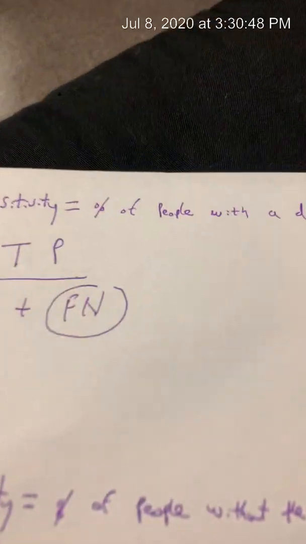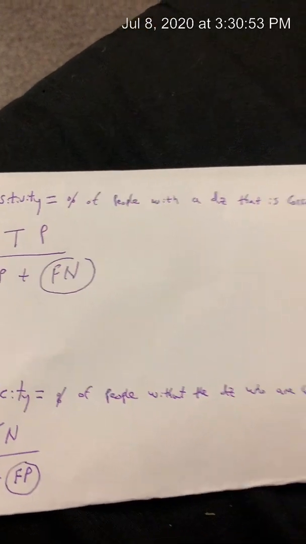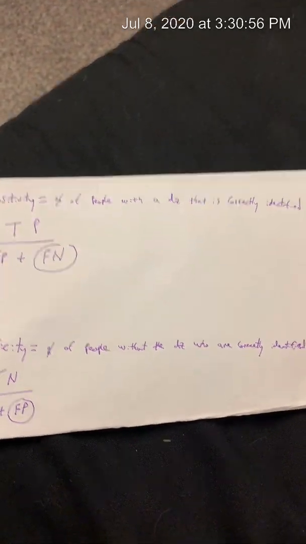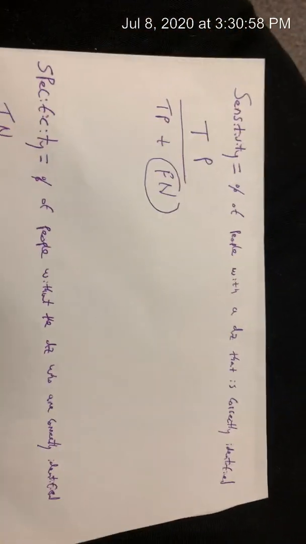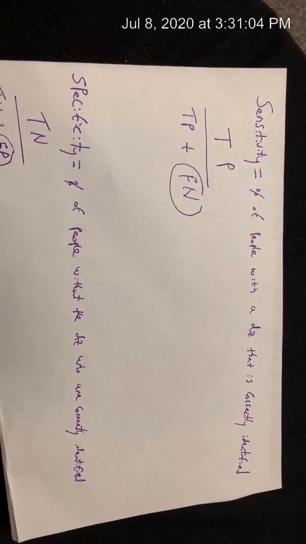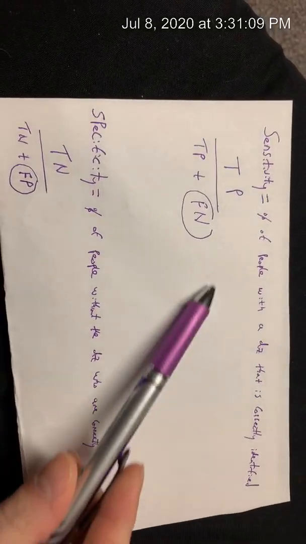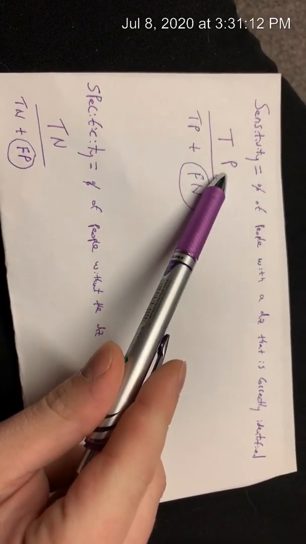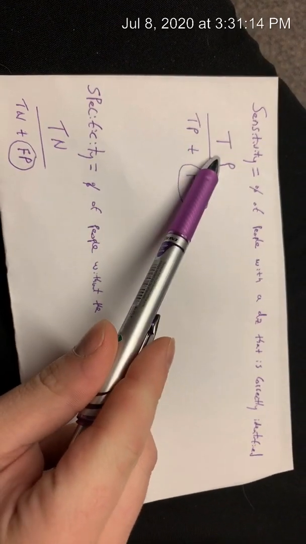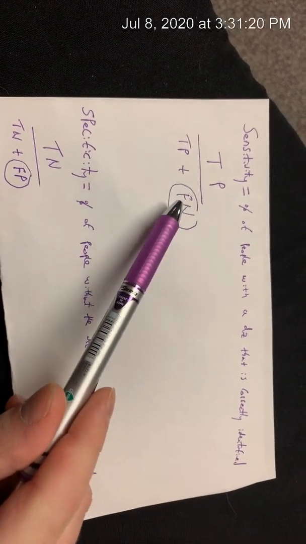So now we're going to get into sensitivity and specificity. I'm going to flip the screen here again. Now sensitivity equals the percent of people with a disease that is correctly identified. Now that can be pretty confusing, but let's go into what the actual equation looks like. So sensitivity equals the true positives. Sorry for the T and P being kind of separated there. They should just be grouped together like that. True positives divided by true positives plus false negatives.